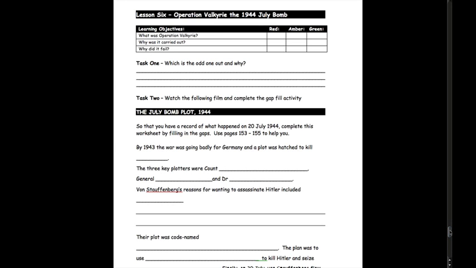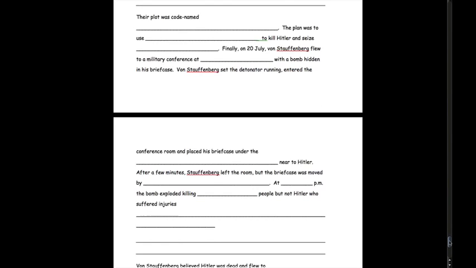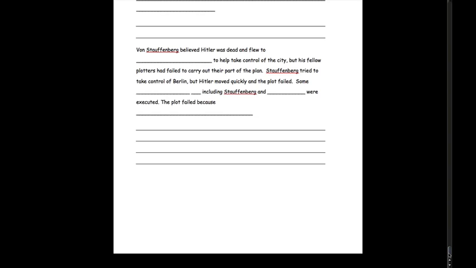Lesson 6, Operation Valkyrie, the July bomb plot. What was Valkyrie? Why was it carried out? Why did it fail? We normally require students to watch the July bomb plot, an episode from Days That Shook the World. Equally, it's possible that they might watch the Tom Cruise film entitled Valkyrie. Or they can read simply from the textbook and complete the gap fill on this activity, thus completing the booklet.